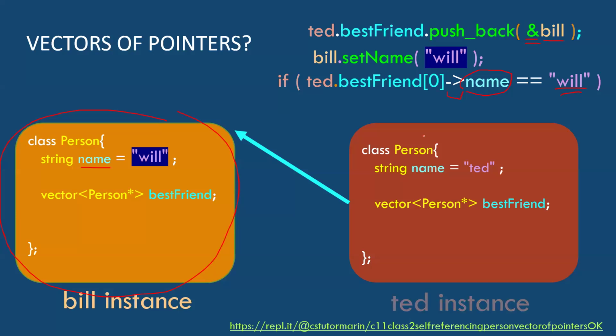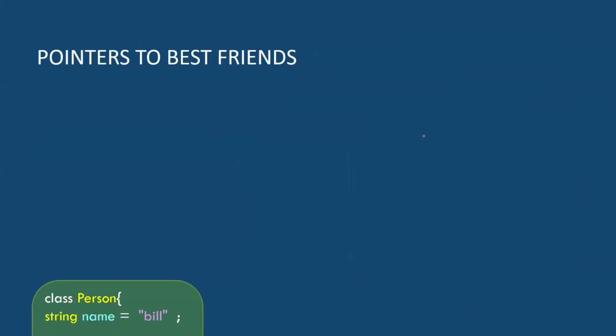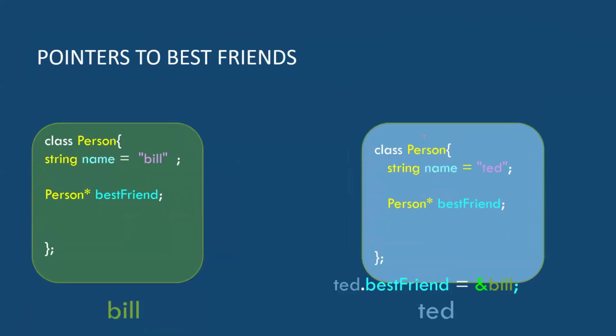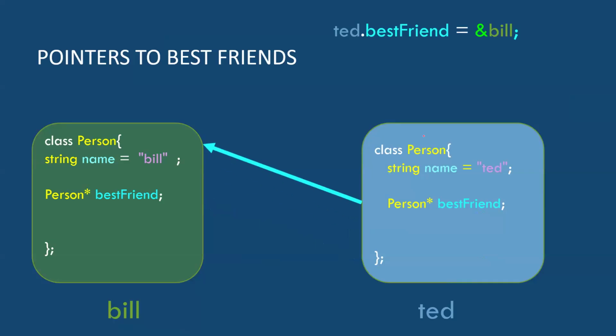So in this case, I think sharing is probably going to be best for us, okay? So good to just be aware of how we followed that syntax around, okay? Let's see, best pointers to best friends. So this is really the simplified version, right? Much, much more simplified. So I'm saying Ted.bestFriend equals the address of Bill. So I'm literally doing that, okay?